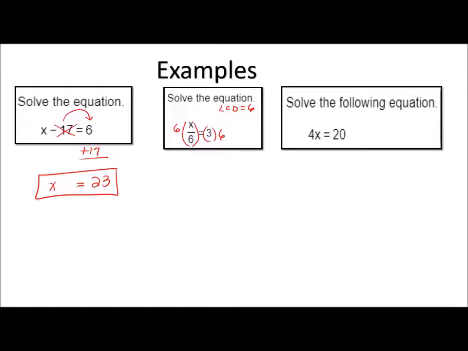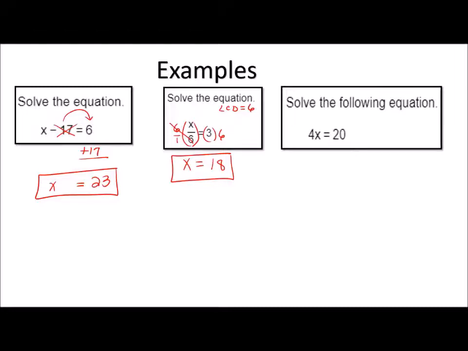Use the positive 6. Now if you recall, 6 is a whole number, 6 over 1. Now you can see the 6 at the top and the 6 at the bottom, which cross cancel. That will leave 1 times x, which is x, and 3 times 6, which is 18. That's the solution. And in this third example, you have to get rid of the 4.